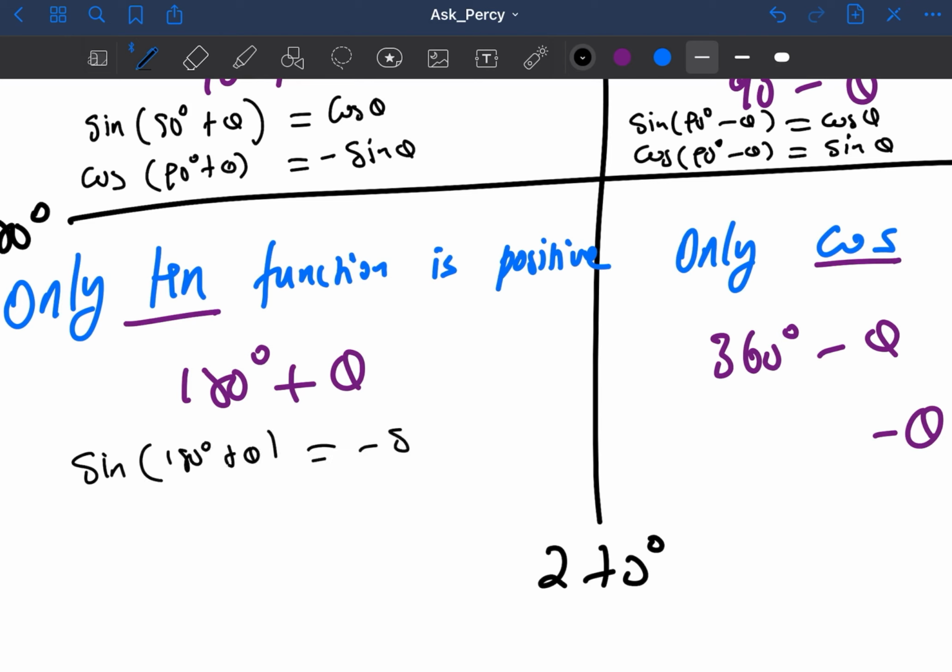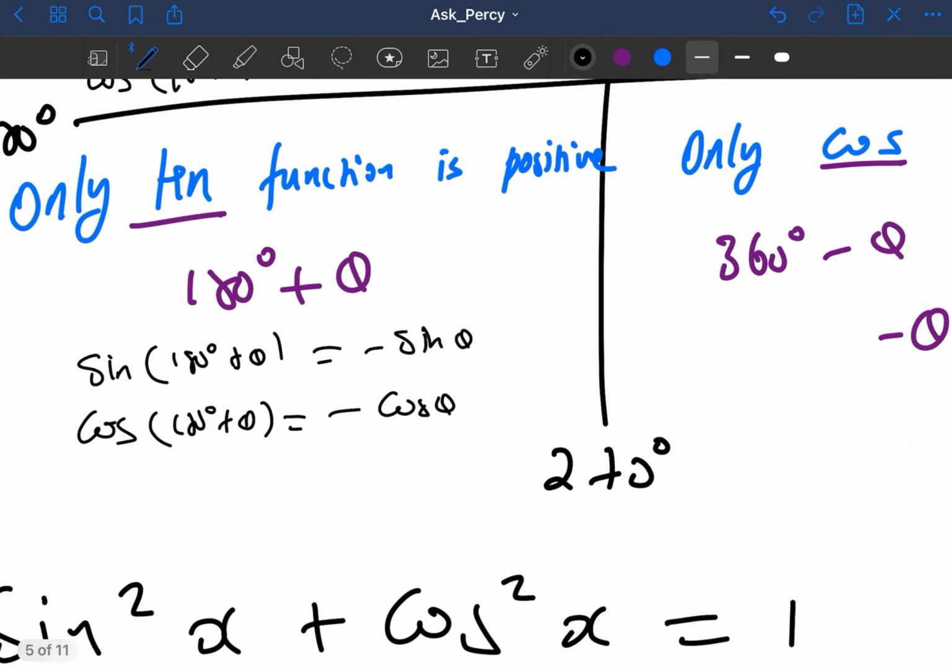This is going to be negative. And cos of 180 degrees plus theta is going to be negative cos theta. Only tan is positive, so if you do tan of 180 plus theta, only tan is positive, so the rest is negative.